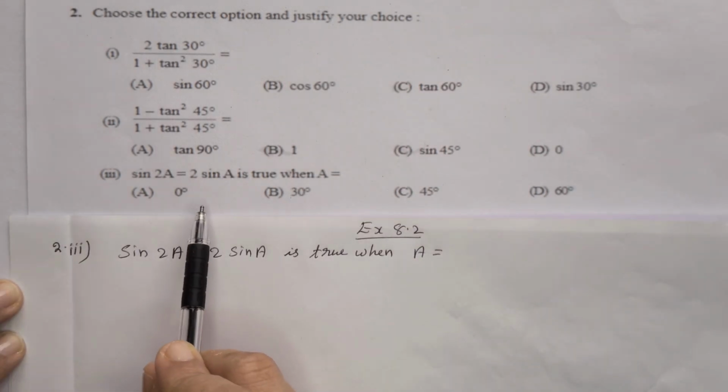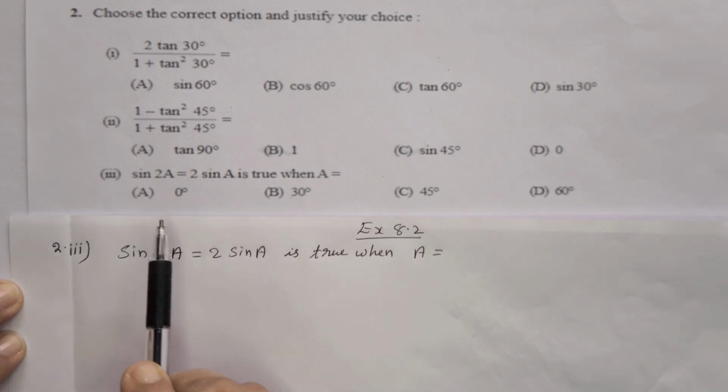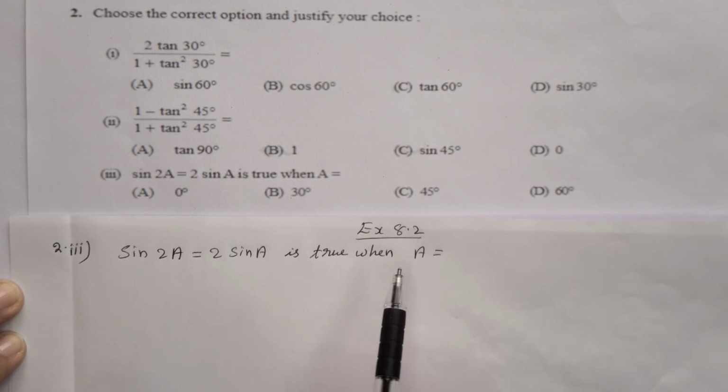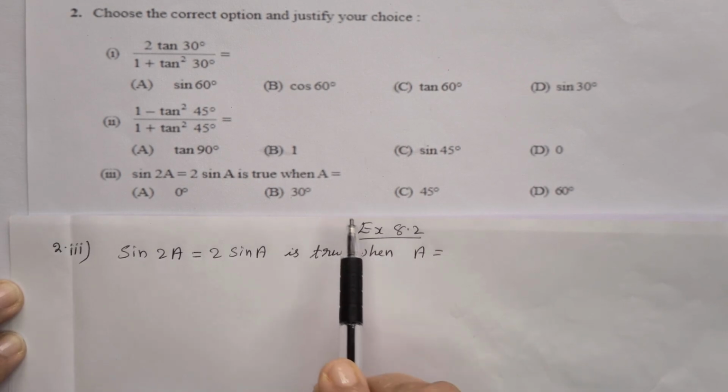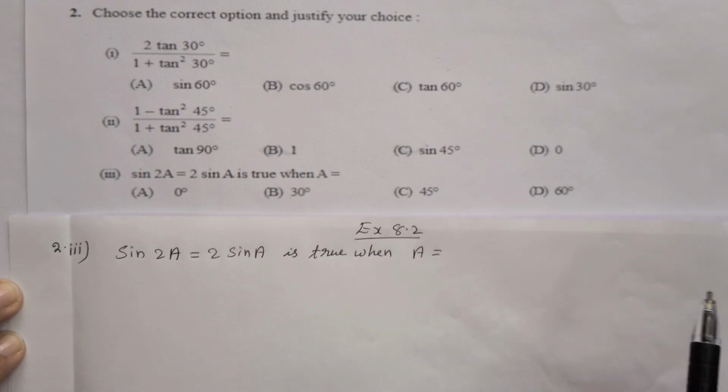Third one, sin 2A is equal to sin A is true when A is equal to. That means sin 2A is equal to 2 sin A. For what angle? Or angle A is equal to, what is the measurement there?